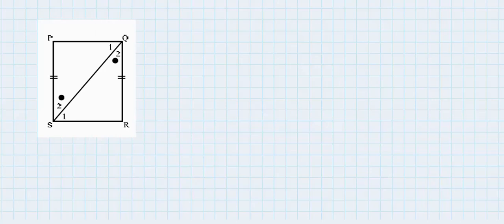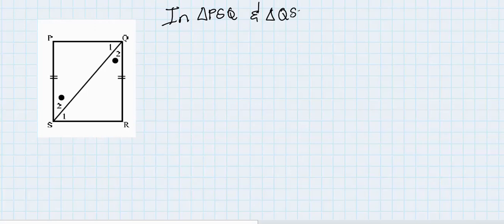We have triangle PSQ. We have triangle QSR, right? We are supposed to prove that these two triangles are congruent. So every time you prove congruency, make sure you use the 4 cases that we mentioned above, right? So in this case here, start by mentioning the triangles that we have. So here I'm going to say, in triangle PSQ, and another triangle is what? QSR. Triangle QSR, this way.